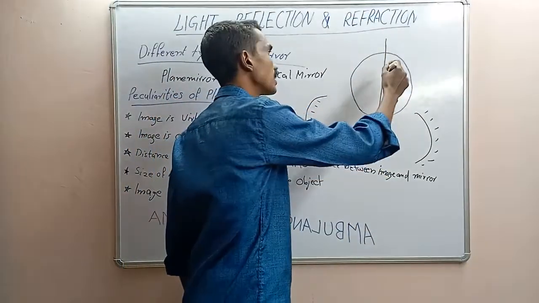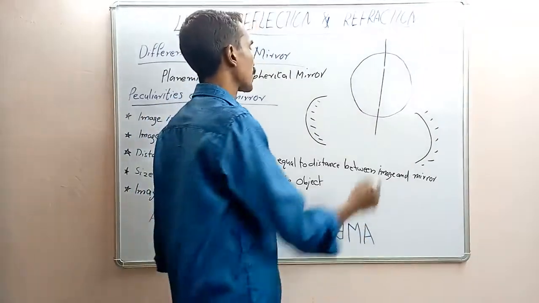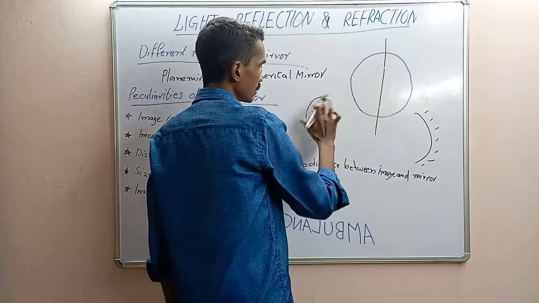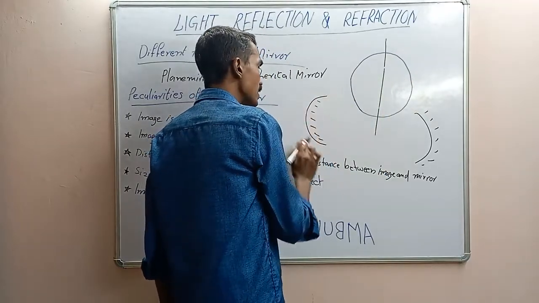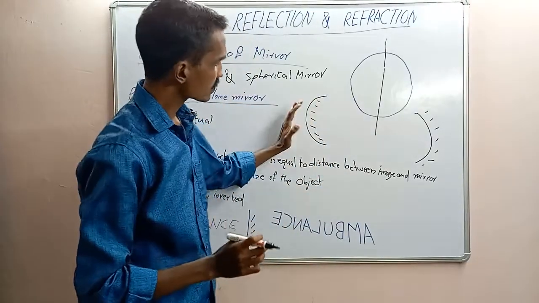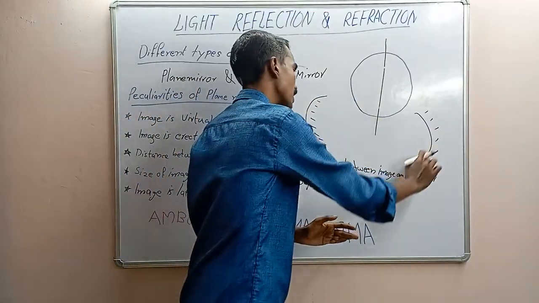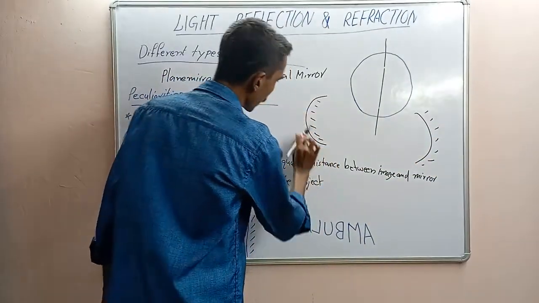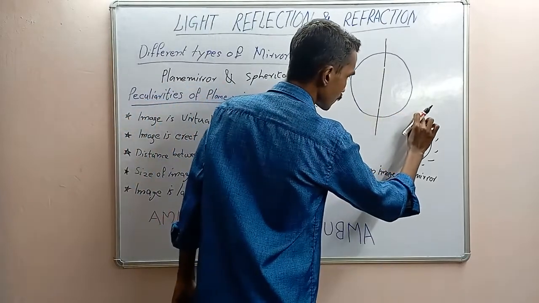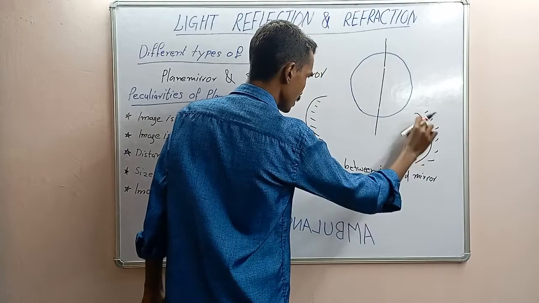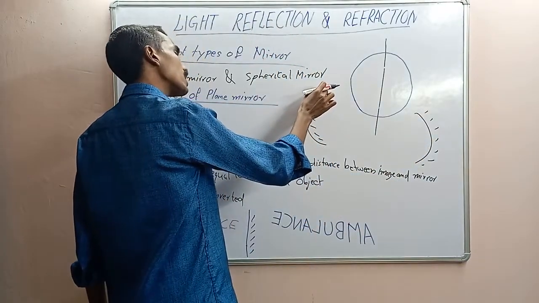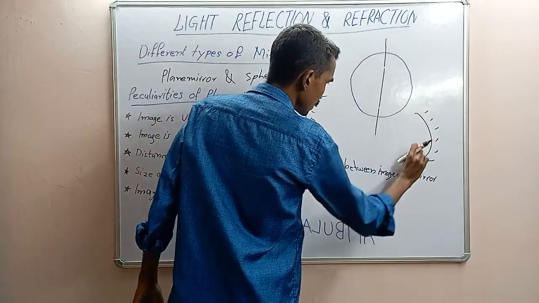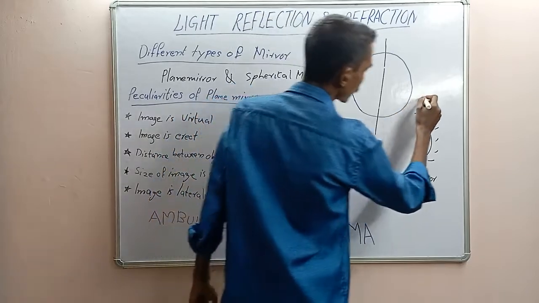Imagine this is a sphere made up of glass, cut into two pieces. We get one half here and a second half here, separating here. So we get a mirror like this and another mirror like this. This is the reflecting surface of this mirror, and the reflecting surface of this mirror is this.